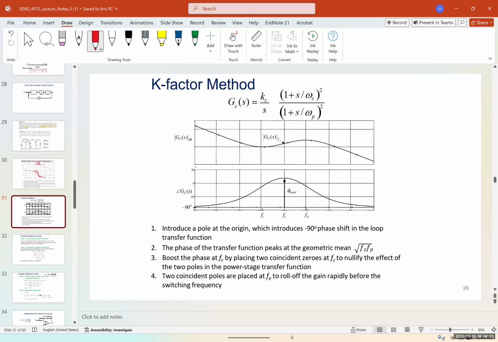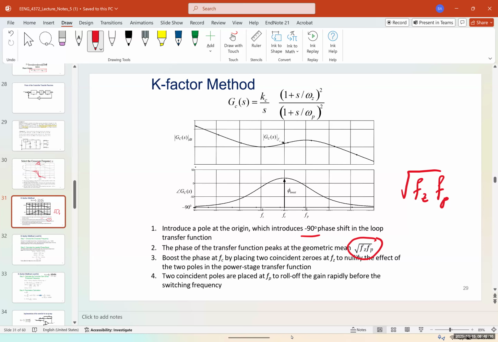So now to solve these problems, we're going to use the K-factor method. GC(s) is going to be KC over s, times the poles and the zeros: 1 plus s over omega z, which are the zeros, squared, over 1 plus s over omega p, which are the poles, squared. We introduce a pole at the origin, which introduces a negative 90 degree phase shift in the loop transfer function. The phase of the transfer function peaks at the geometric mean, the square root of Fz times Fp, very important.